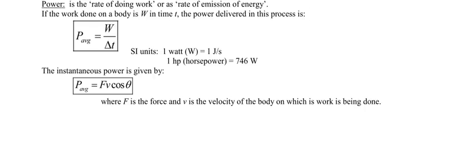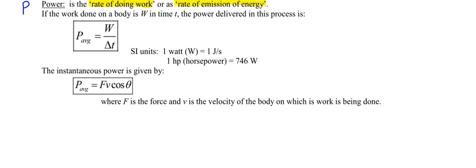In this video, I would like to introduce you to the key concepts of power and how it can be applied to various problems. Power, which is denoted with a capital P, is really the rate of doing work. So when work is done, there is some energy transfer that occurs between the environment and the system or object. So power is the rate at which this energy transfers. So it's the rate of emission of energy. That's another way you could write it.